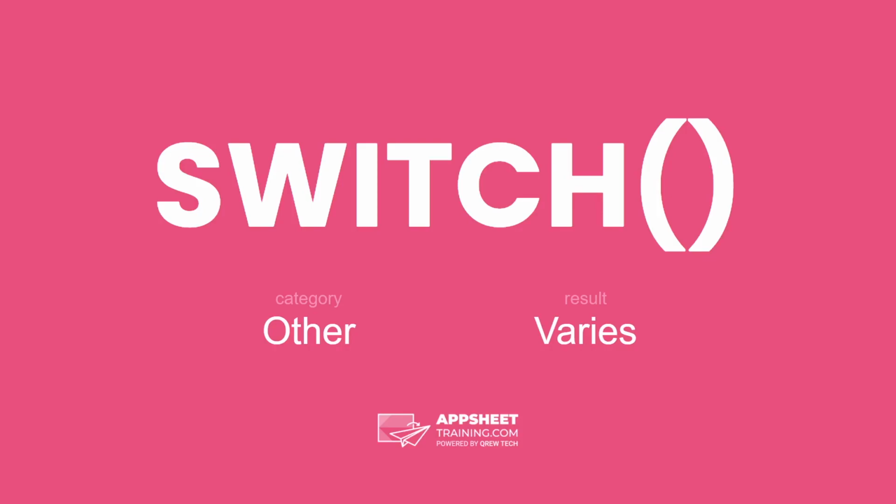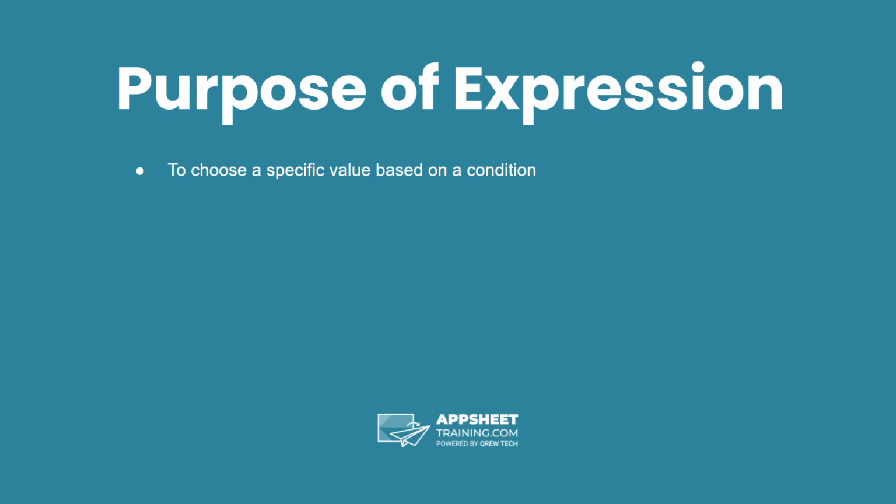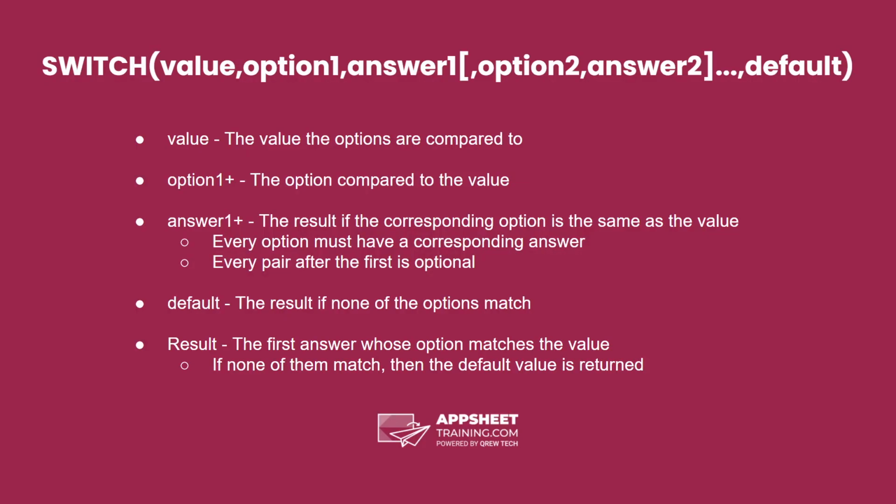The switch expression is in the category other and has varying data types as results. The purpose of this expression is to choose a specific value based on a condition. The switch expression has a minimum of 4 parameters, but can have more if it's desired.